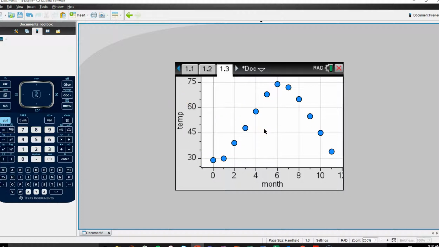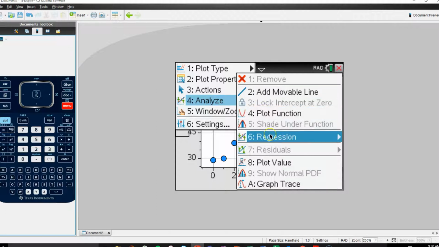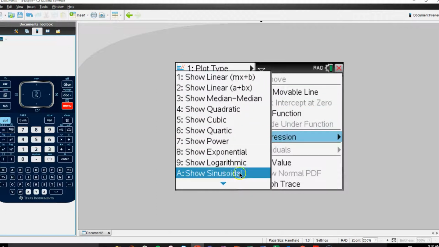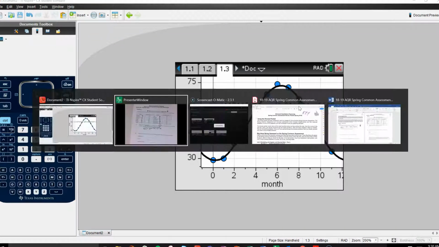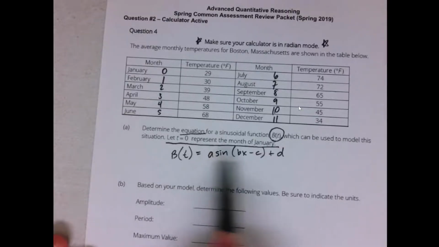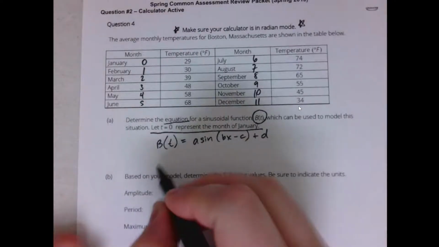Okay, now I need to actually do the regression to find the function. So I'm going to go to Menu, Analyze, Regression, and I want a sinusoidal function. And it'll pop up. You can click and hold this and move this around so you can see the whole function. Okay, so remember, I'm looking for my A, B, C, and D values. We should be familiar with those at this point.